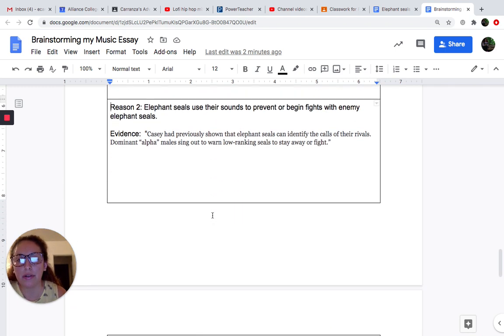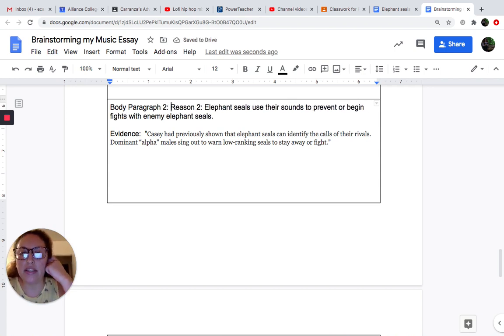Body paragraph 2. Elephant seals use their sounds. Let me write this down. Body paragraph 2. Elephant seals use their sounds to prevent or to begin fights with enemy elephant seals.